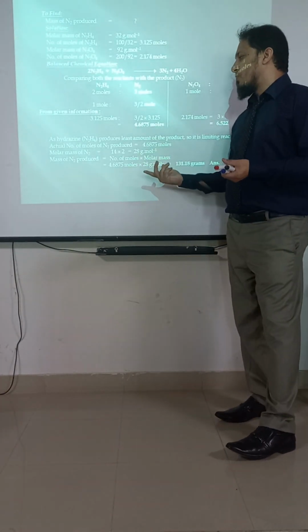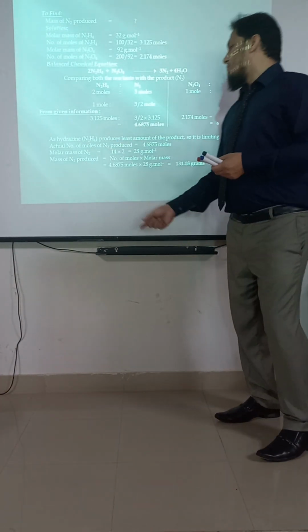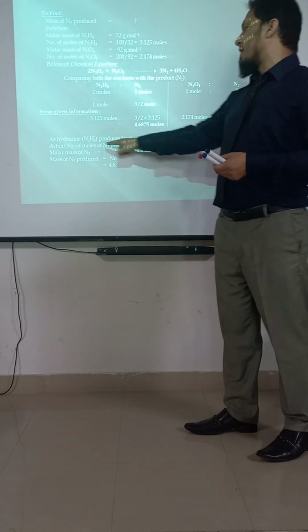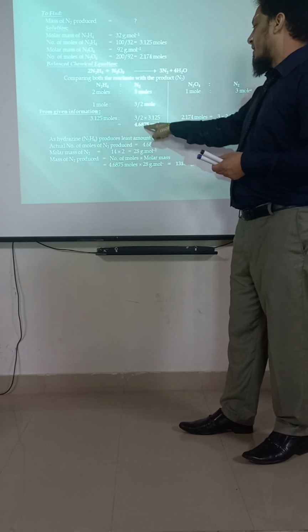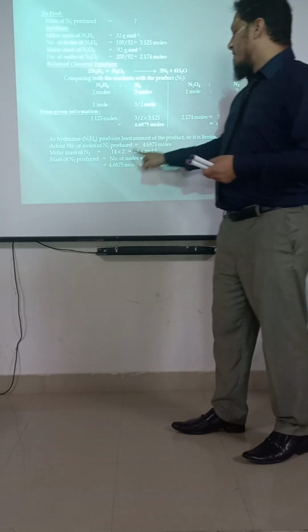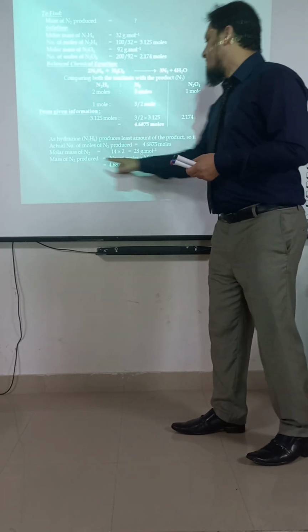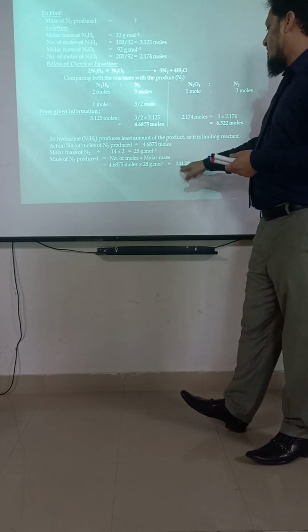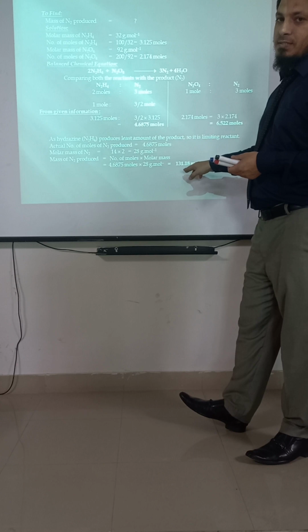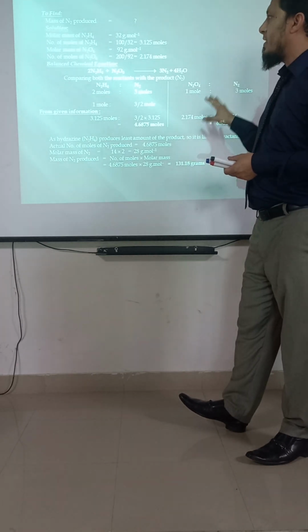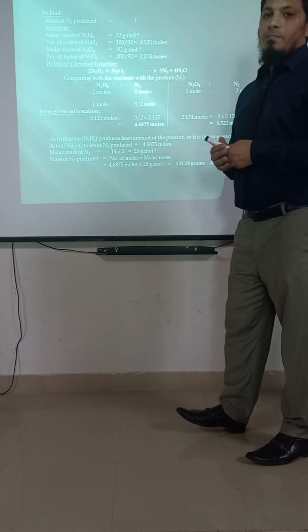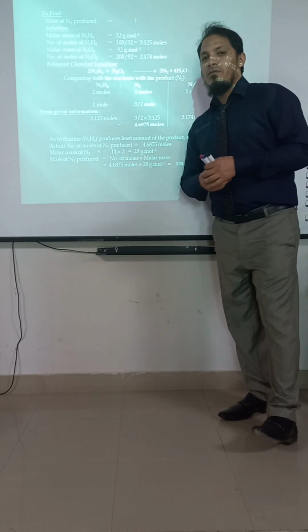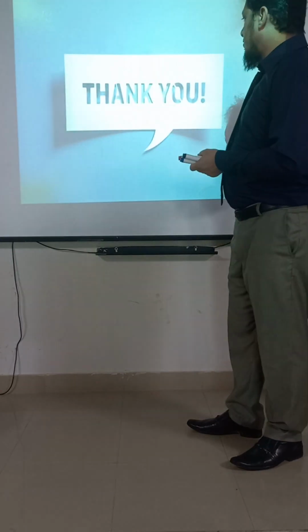In order to calculate the mass of nitrogen, we will use its molar mass, that is 28, and its actual number of moles of nitrogen, that is 4.6875. When we multiply these two, we will get the mass of nitrogen, that is 131.18 grams. So you can calculate like this by using the limiting reactant technique, the actual number of moles of product. So this was my today's topic.